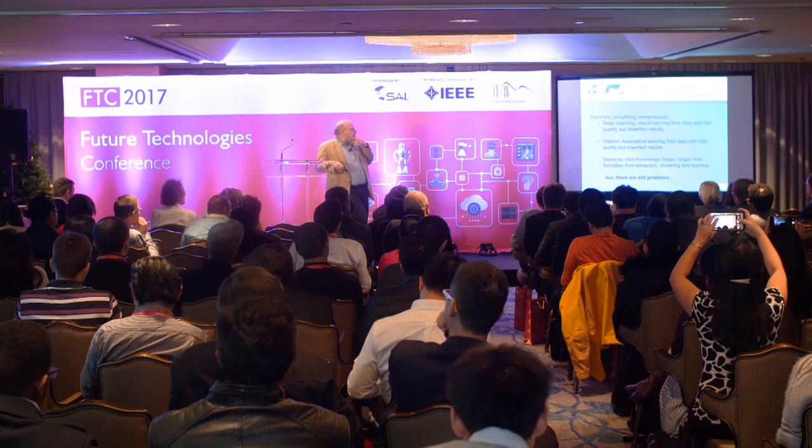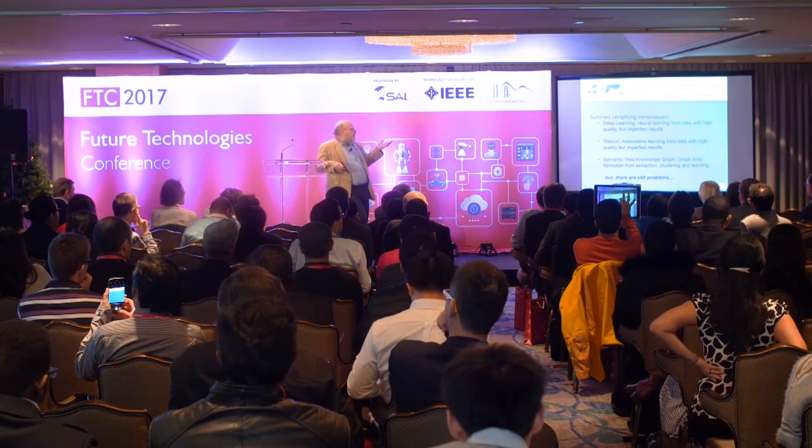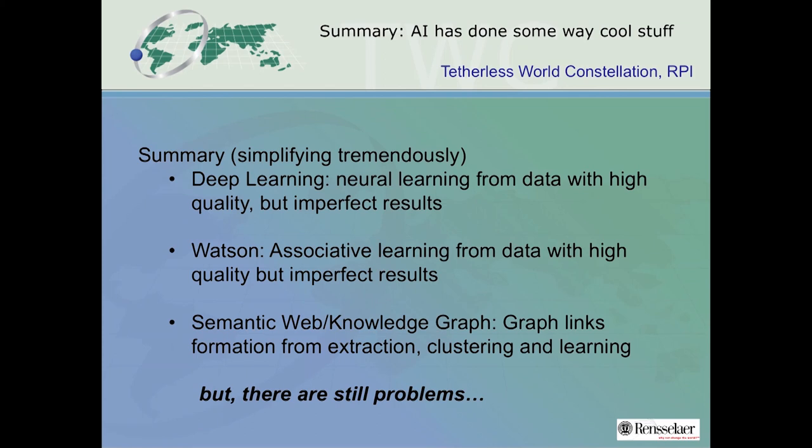So we have a summary. Deep learning, with neural networks, has really gotten us the ability to learn from data with high quality, imperfect results, but you're getting very close, very high quality. Watson, associative learning from data, again, high quality but imperfect results. Semantic web, knowledge graph, graph links from extraction, clustering, and learning. So these associative technologies have all come together and have allowed some very important things to happen. But there are some problems, and this is where a lot of the recent thinking and a lot of the research in the field is starting to go.